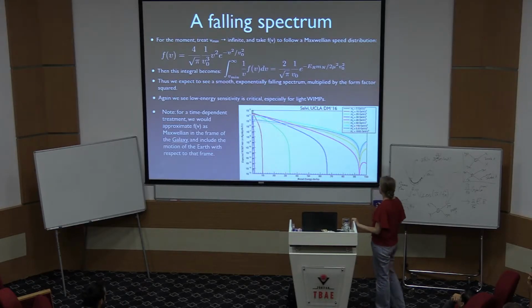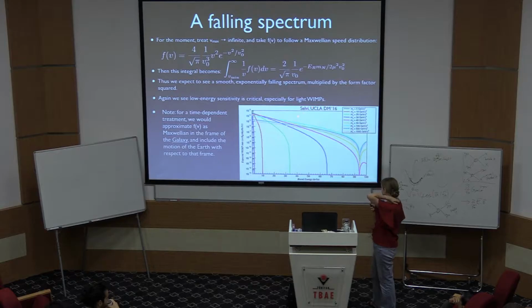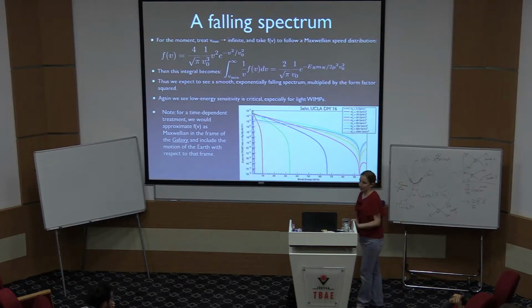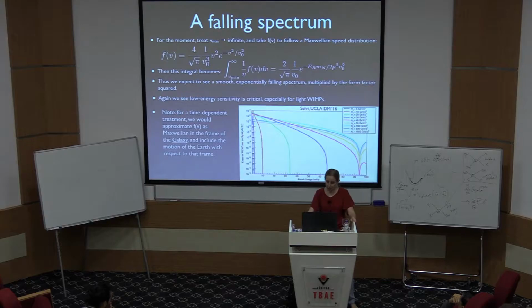This is just a plot from a couple of years ago showing what kinds of spectra you expect as a function of the dark matter mass. This black line is for 5 GeV, and these are 10, 20, 30, 40, 50 GeV. So you see for heavy dark matter, the exponential scale height is pretty large. You get this broad spectrum, and your low energy sensitivity is not critical. But for light dark matter, that's where 100% of your signal is. It's a very steep exponential cutoff.